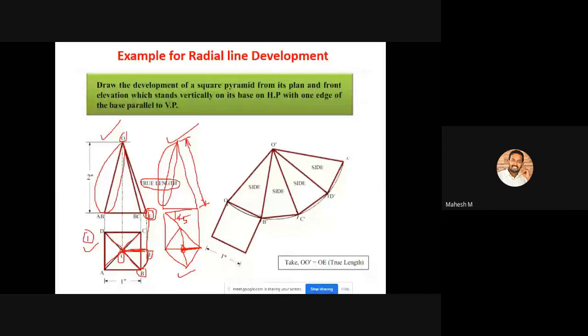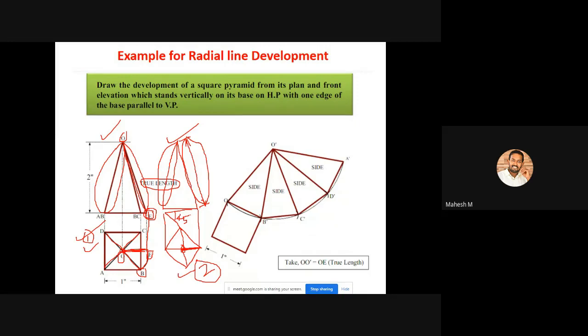To find the true length of the particular slant edge, we will be creating this horizontal line only for this first diagram. There is no necessity of creating the true length for the second diagram because it already has the true length. So in the first diagram, generate it like this, then measure the length of this O and E, and then measure the distance of this particular line. Both will be equal. Did you understand? Did you understand the reason for what I said?